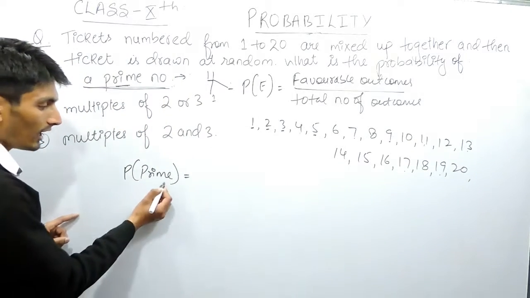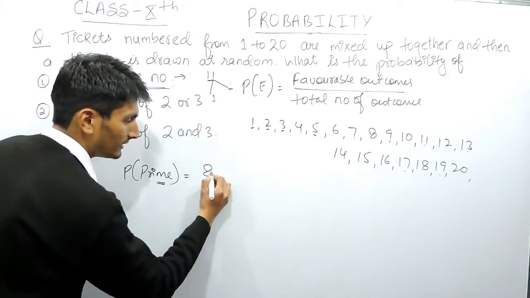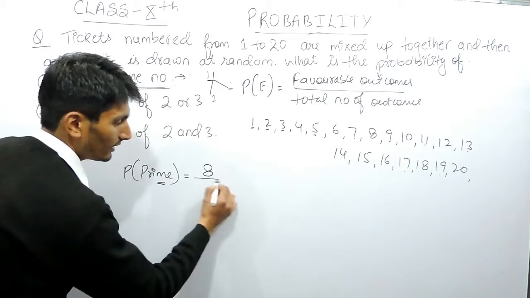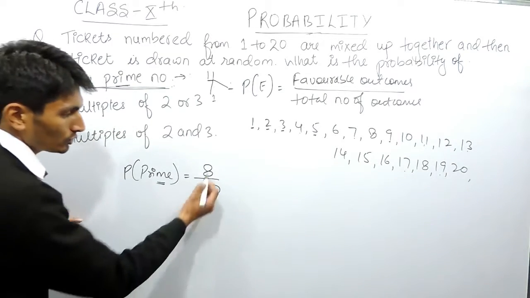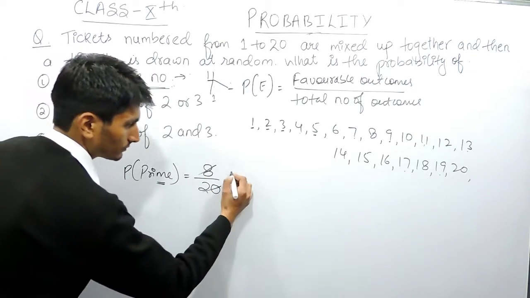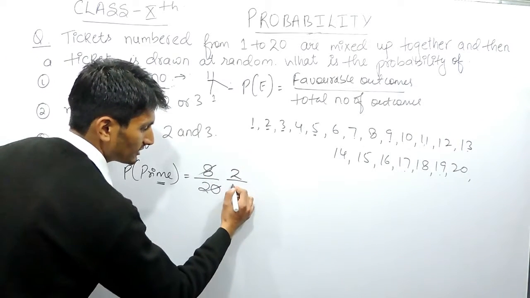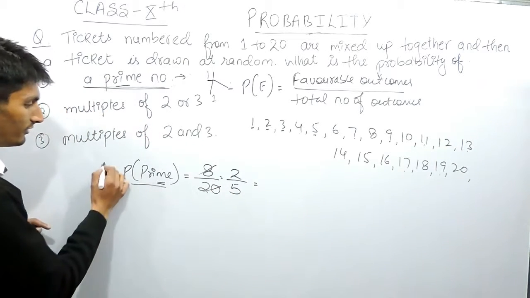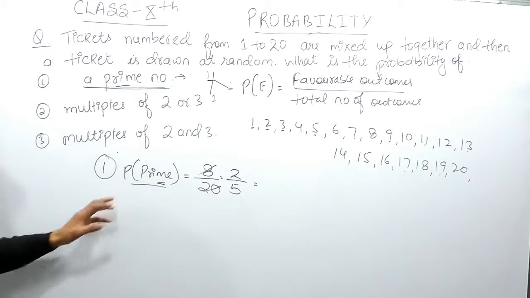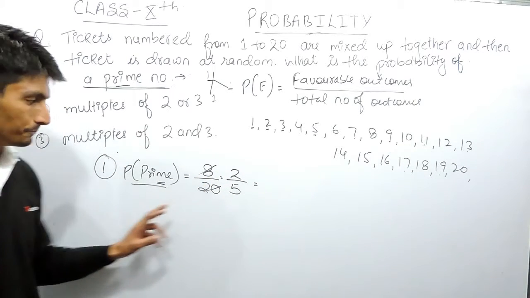So the favorable outcome for a prime number will be 8, and there are a total number of outcomes as 20. So if I cancel by 4, this will be 2 by 5. So the probability of getting a prime number is 2 by 5 here.